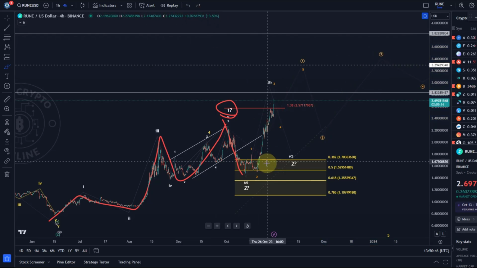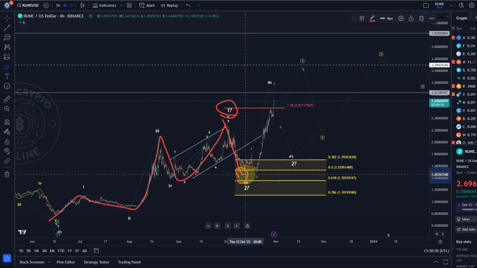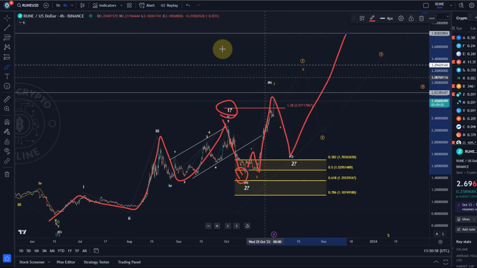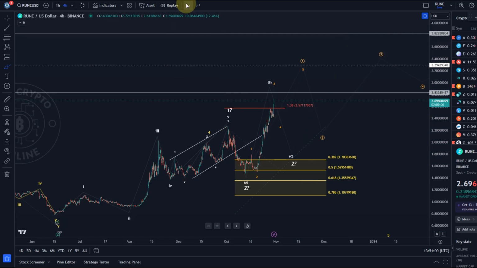Or is this just an A wave of wave 2, this low that was made on the 12th of October? We have a 3-wave move up. It's still only a 3-wave move. And we come down in a C wave, and then we go. But both scenarios that we've been tracking are bullish.